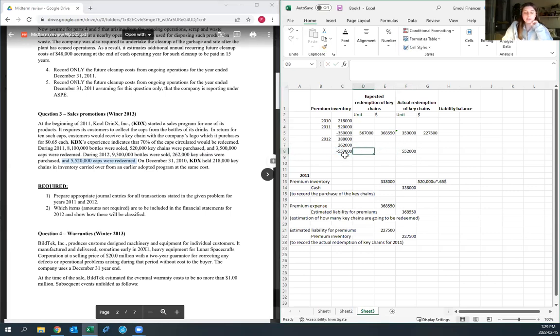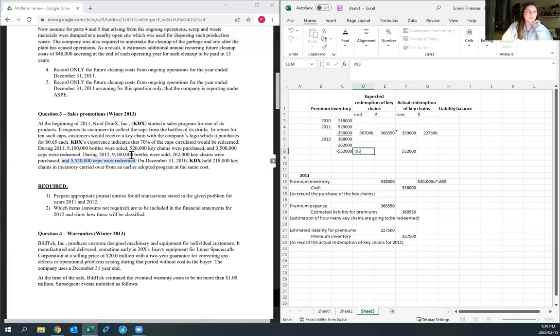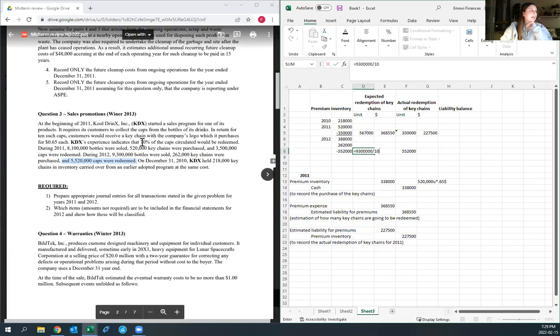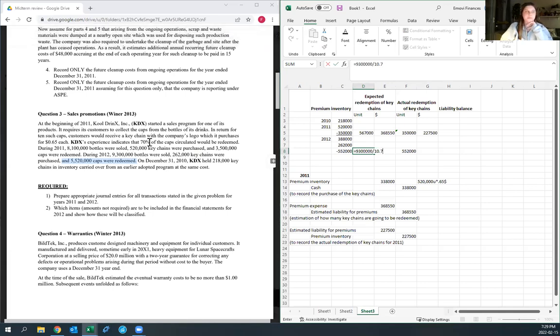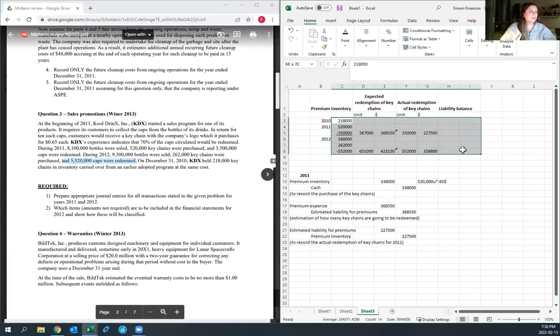For the expected redemption, I'm going to do the 9.3 million bottles or caps divided by 10 to find the number of keychains and times the 70% for their estimation. And now you're just left to find your dollar amounts. So it's going to be my units times the same cost of 65 cents, because the cost hasn't changed. And same here. I'm going to put some spacers.